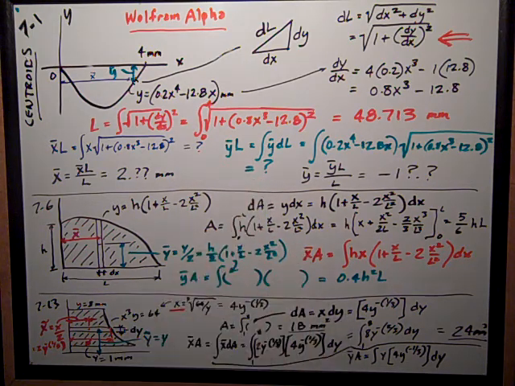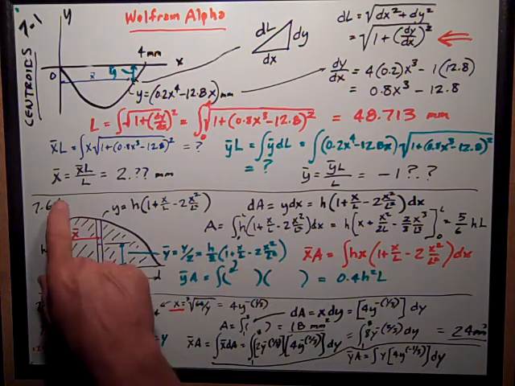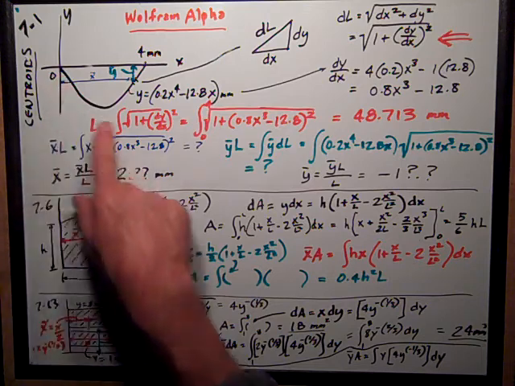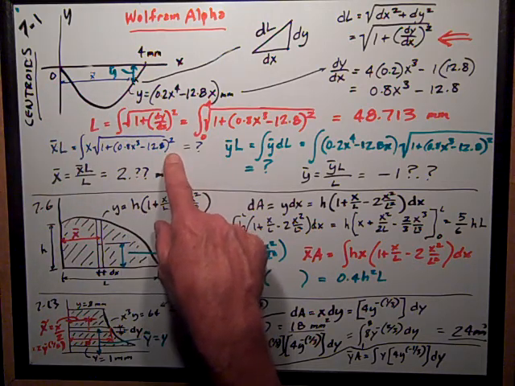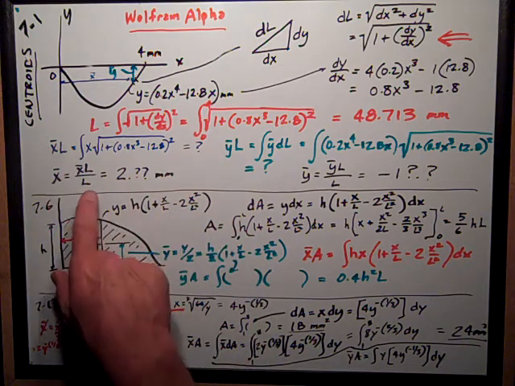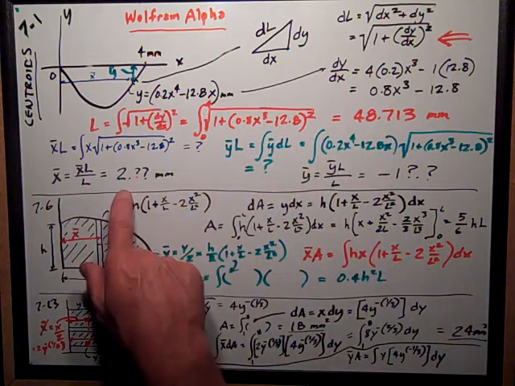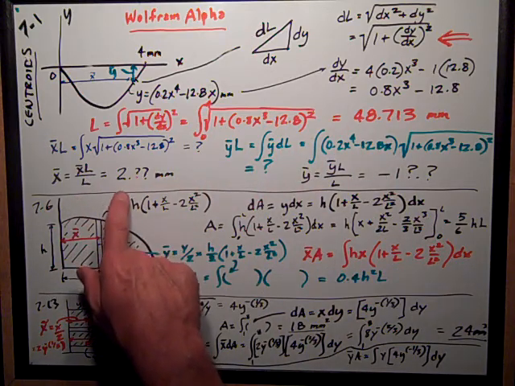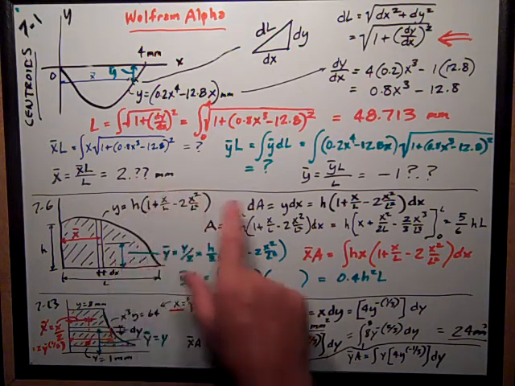And the final step, once you got those, you're on the home stretch. X bar for the whole line is equal to this value that you get from Wolfram Alpha of x bar L, divided by L that we got up here. And I'm not going to tell you the whole thing, but it starts with a 2 point something something millimeters.